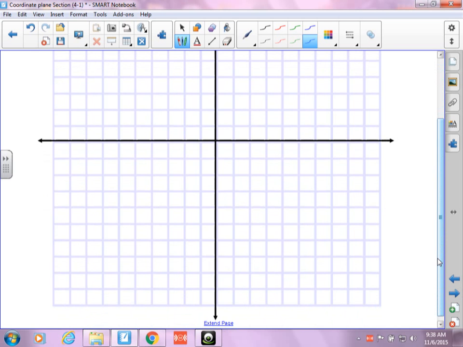-2, 2, 4, 6, 8. Right there. There's my dot. Okay. Notice that my axis, I've got arrows, don't I? What am I missing on my axis?